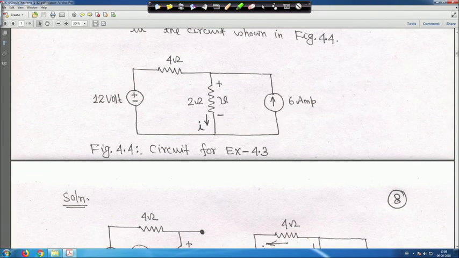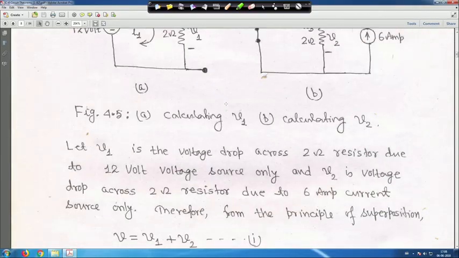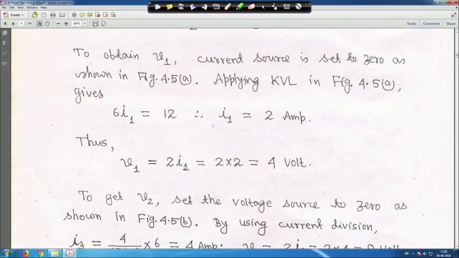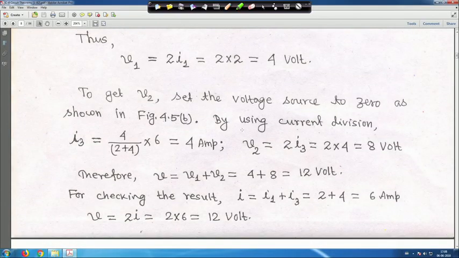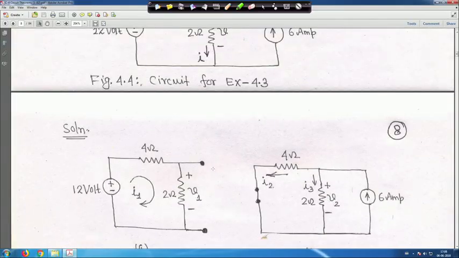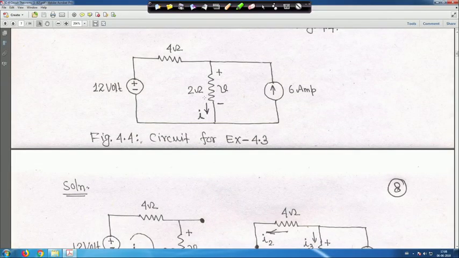As a whole, you solve this circuit and find out whether this V is equal to 12 volt or not. This is also solved here. So, whatever I said, everything is done for you. All these things are now for a check. You solve this, your I 1 plus I 3 is equal to 6 ampere and V is equal to 12 volt. So, checking the result, you can easily find out.